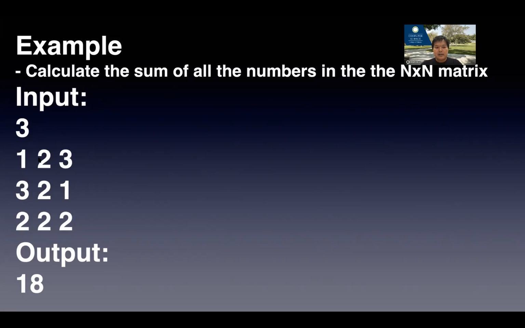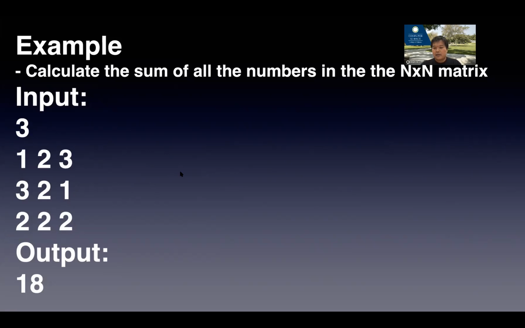One more time. Your job is to calculate the sum of all these numbers in the matrix. The matrix size is determined by this number in the first line. If it is 3, it's going to be 3x3. And all you need to do is go through all these lines, figure out all these numbers, and then calculate the sum.